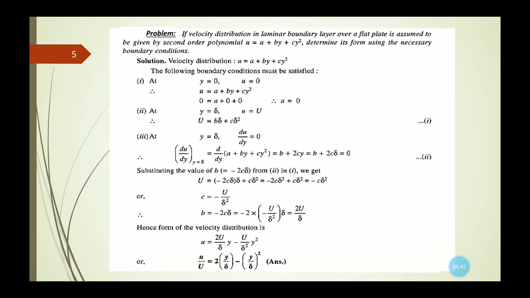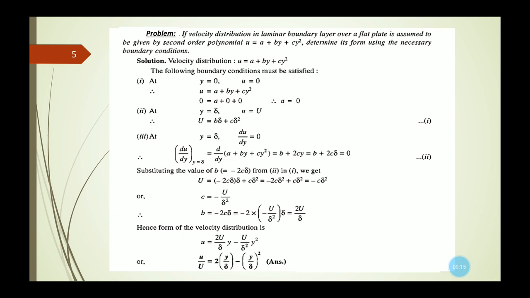So let us again move to this numerical. The first boundary condition that we have seen is that at y equals 0, small u equals 0. Now if we put this value in the given second order polynomial, then we get that the value of a equals 0. That means the equation of small u is now by plus cy square, and we need to find the value of b and c.